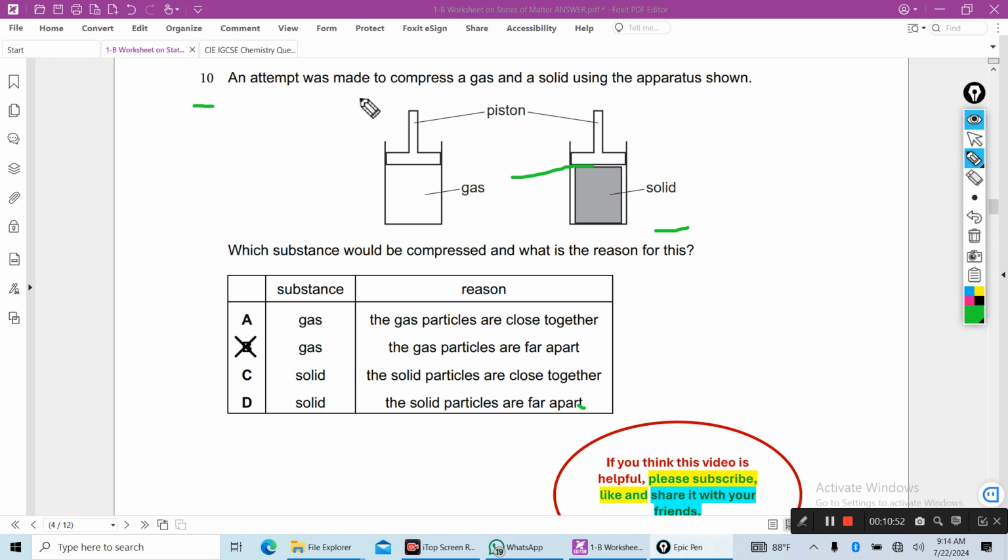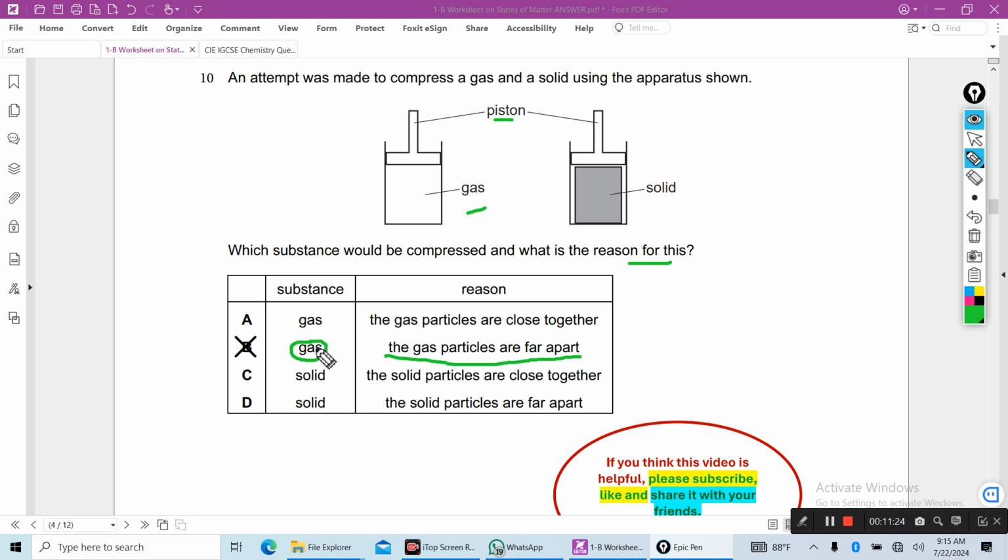An attempt was made to compress a gas and a solid using the apparatus shown. This is the piston, gas, solid. Which substance would be compressed, and what is the reason for this? You know, gas can be compressed and solid cannot be compressed. So B is the right answer. Gas can be compressed. Why? The gas particles are further apart. If you try to compress by giving pressure, gas particles become closer.